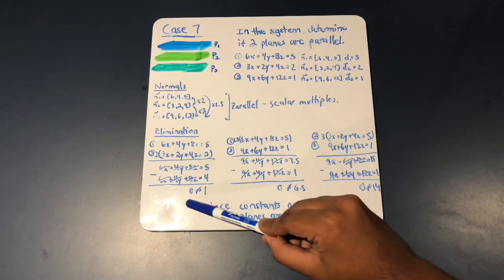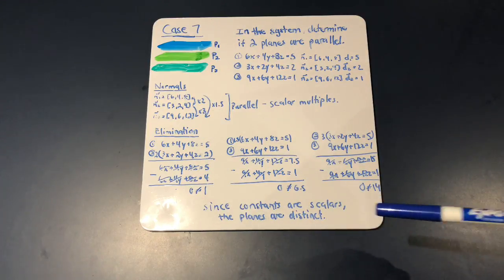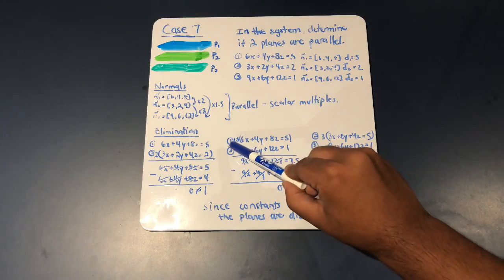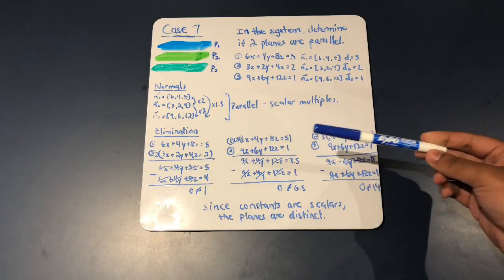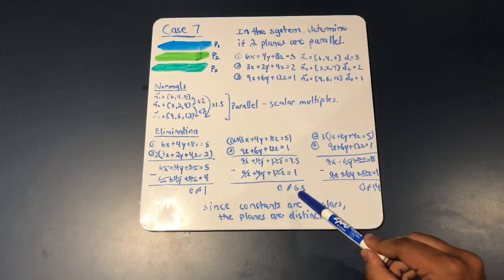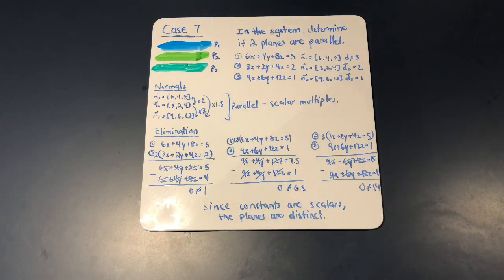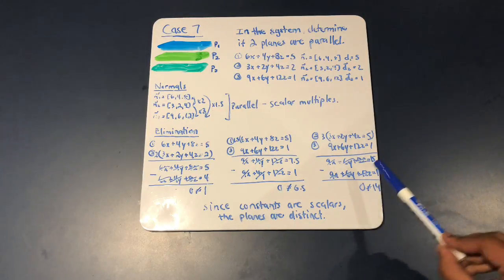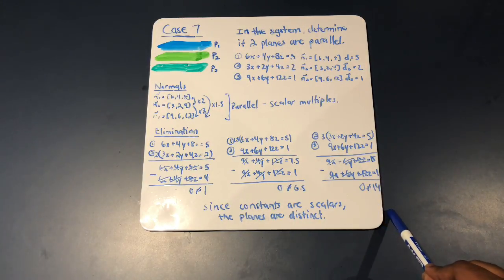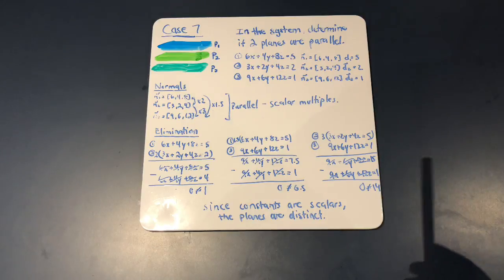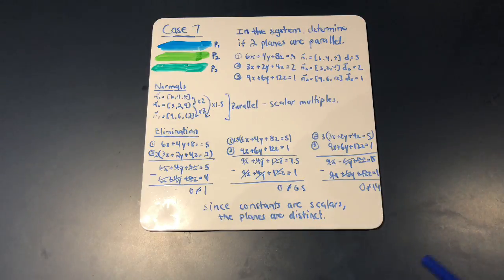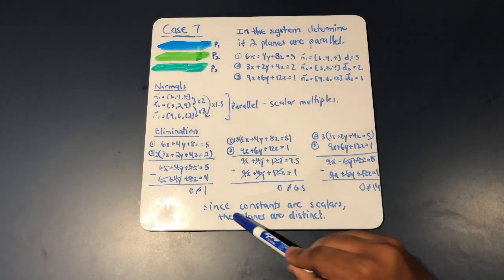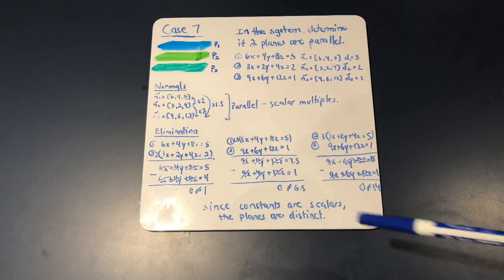So what we end up with is 0 equals 1, and that cannot be true, therefore the planes do not coincide. Then we do elimination of 1 and 3 to figure out if the planes coincide there, and 0 equals 6.5, which is also not true, therefore they do not coincide. Then we can also do elimination of 2 and 3, and there we also have 0 equals 14, which is not true as well. Therefore the planes do not coincide. But since the planes are parallel, the normals are parallel, but the constants are not, we can determine that the planes are distinct.